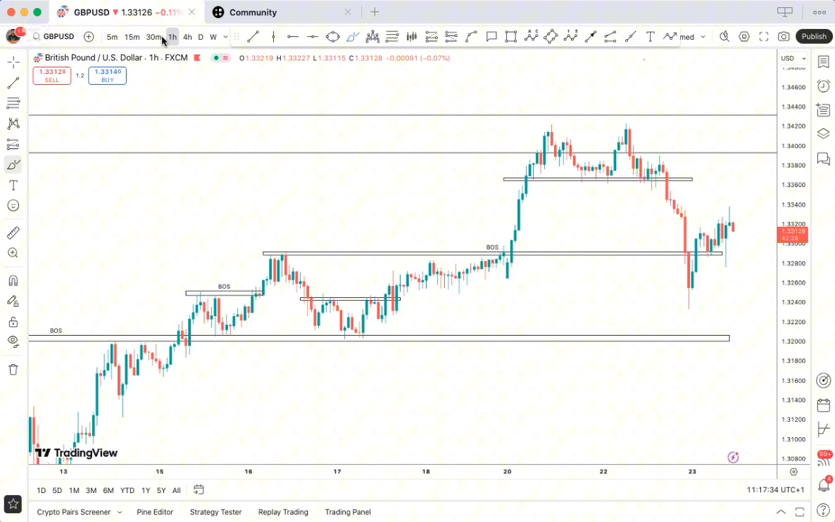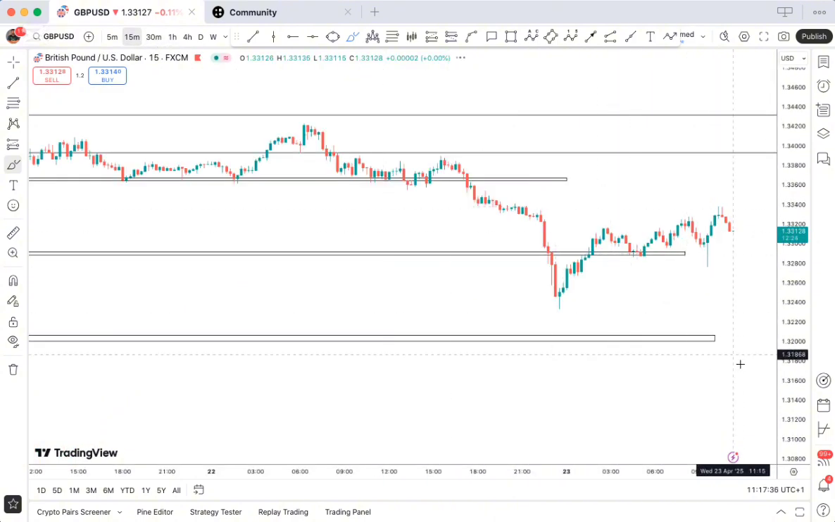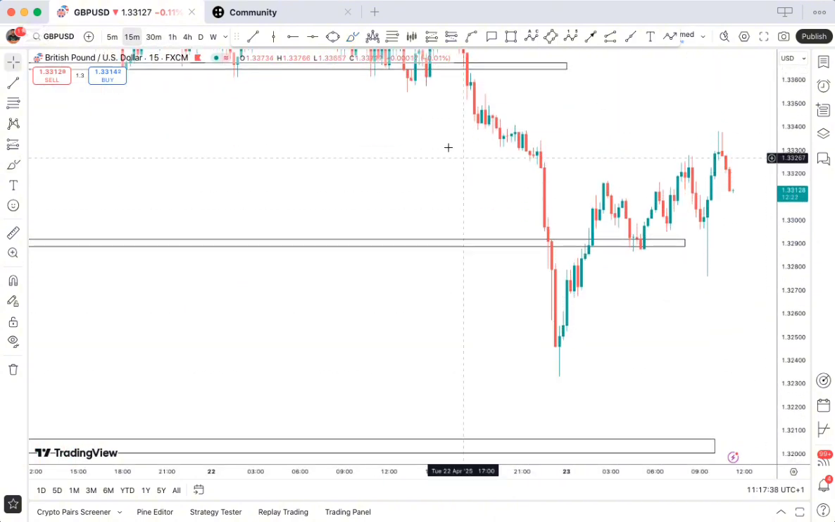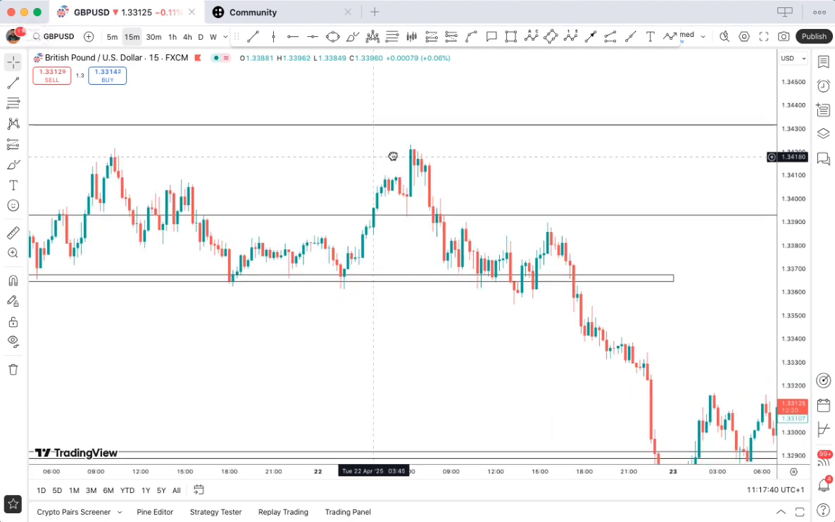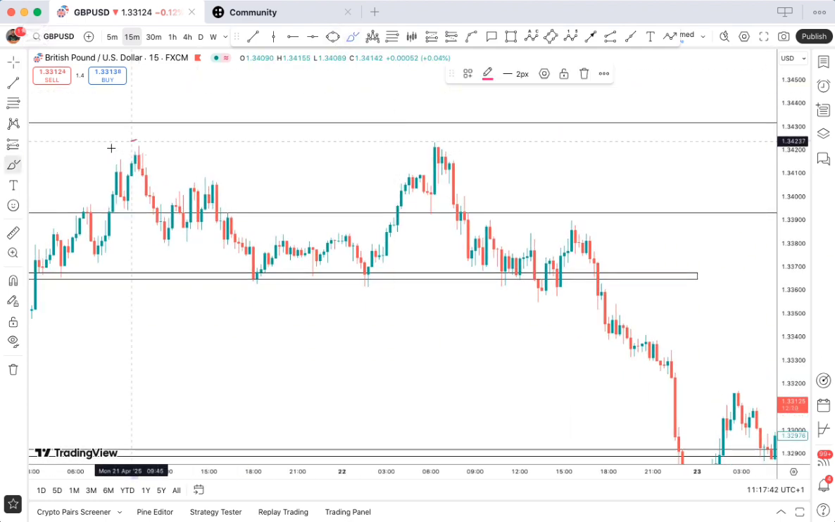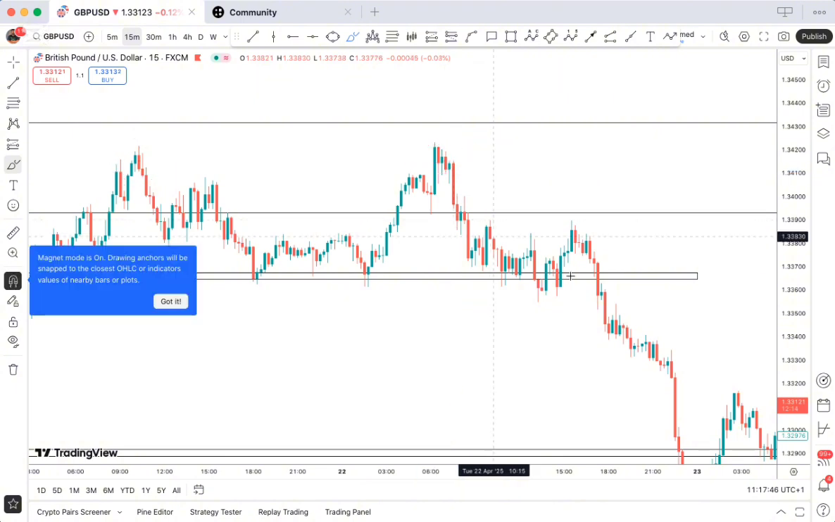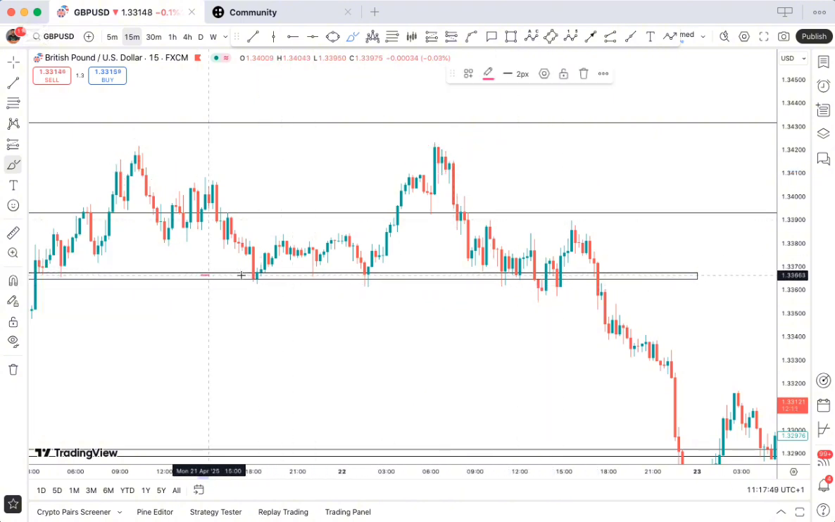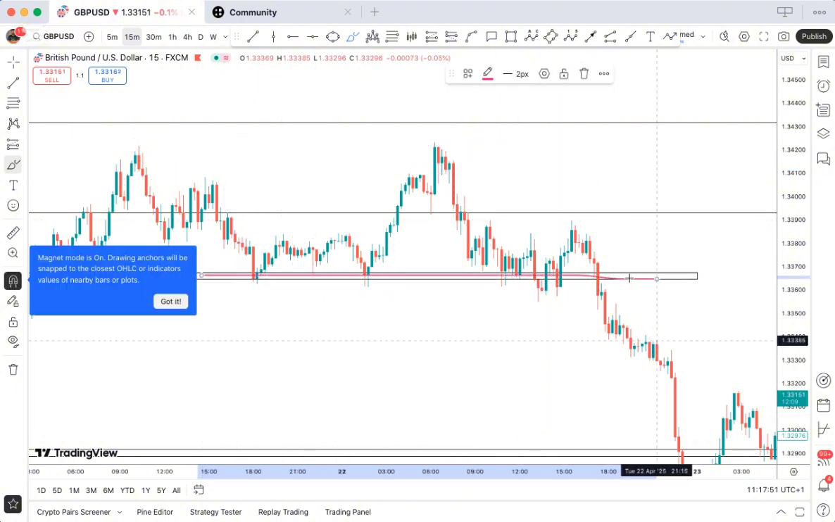If I take you back to 15 minutes so we can see the formation that happened, as you can see, this is what happened. Now, here we had a double top, right? This is top one and this is top two, right? So you can see our price consolidated around the support zone.